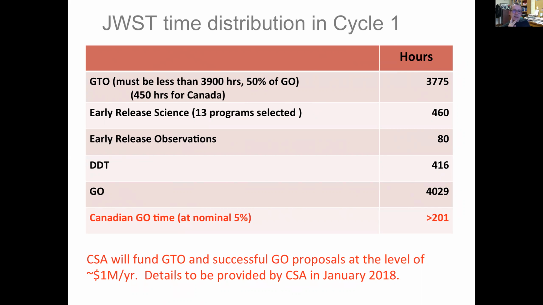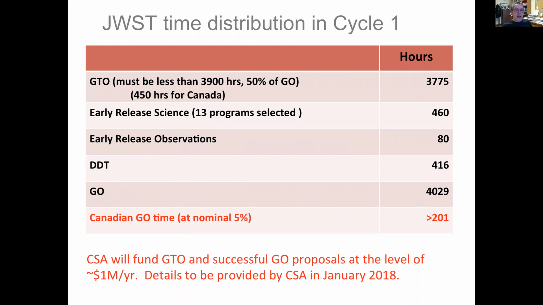Early release science, as of yesterday or last Monday, there are 13 programs that have been selected. Programs that exercise all four science instruments and a wide variety of science programs. And that amounts to 460 hours. So basically what this is, director discretionary time, DDT, which normally is 10%. So in total about 800 hours. So there will be something left, about 416 hours of DD time.